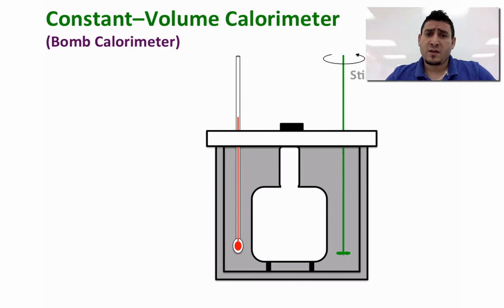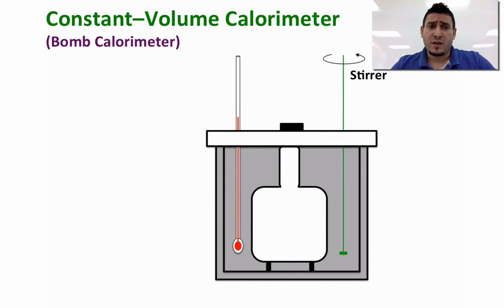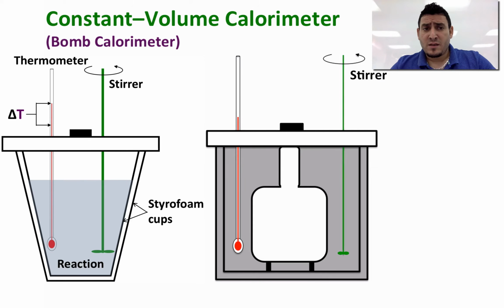Now let's discuss the constant volume calorimeter. From its name, the volume will not change. However, because it's made out of hard materials, the pressure will be able to change, but the volume will not change. So now, as you can see, there's a major difference between a constant pressure calorimeter and a constant volume calorimeter in terms of structure or shape.